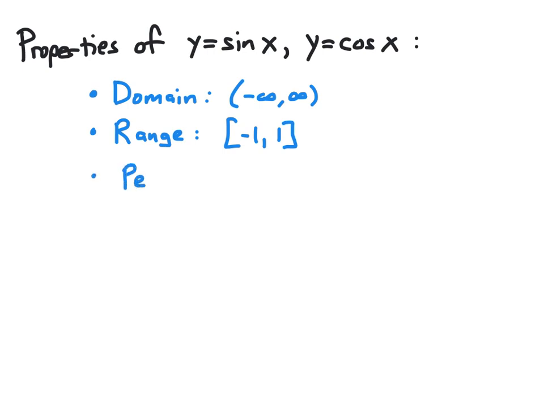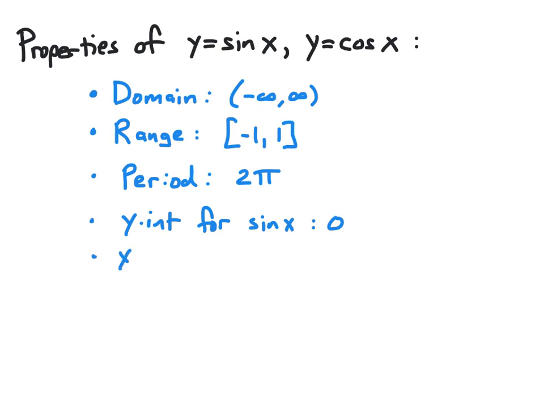We've already seen that the period is 2 pi, that these graphs will repeat every 2 pi units. And we see that the y-intercept for sine of x is going to be at 0, and the y-intercept for cosine of x is going to be at 1. And we might also, if we want to think of these as points, this would be 0, 0, and this would be the point 0, 1.